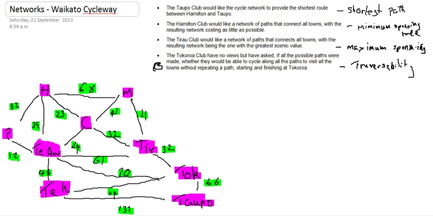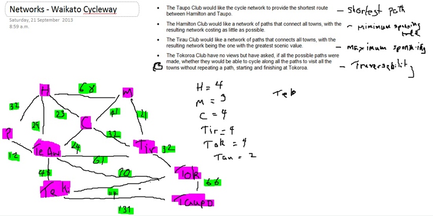is my traversability, because I need to look at each node and say how many arcs it has. So Hamilton has four arcs. Matamata has three arcs. Cambridge has four arcs. Tirau has four arcs. Tokoroa, one, two, three, four. Taupo, two. Tikiti has one, two, three. Tiawamutu has got one, two, three, four, five, six. And Pionya has got two.